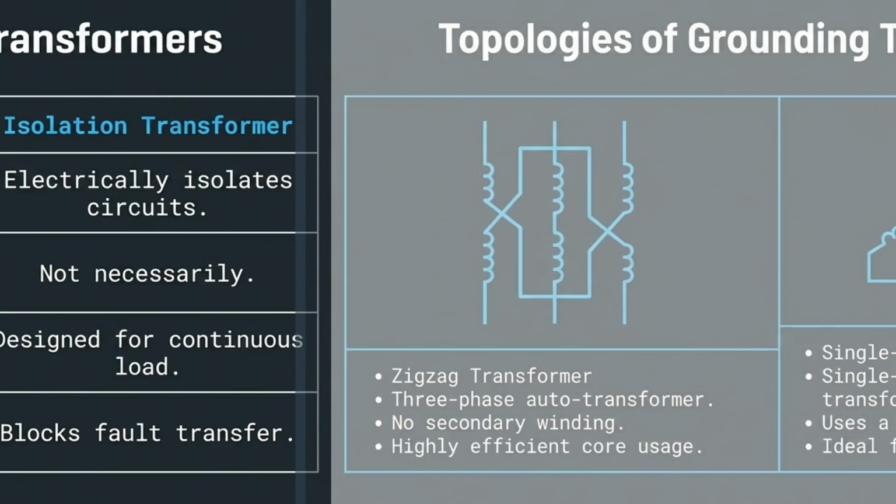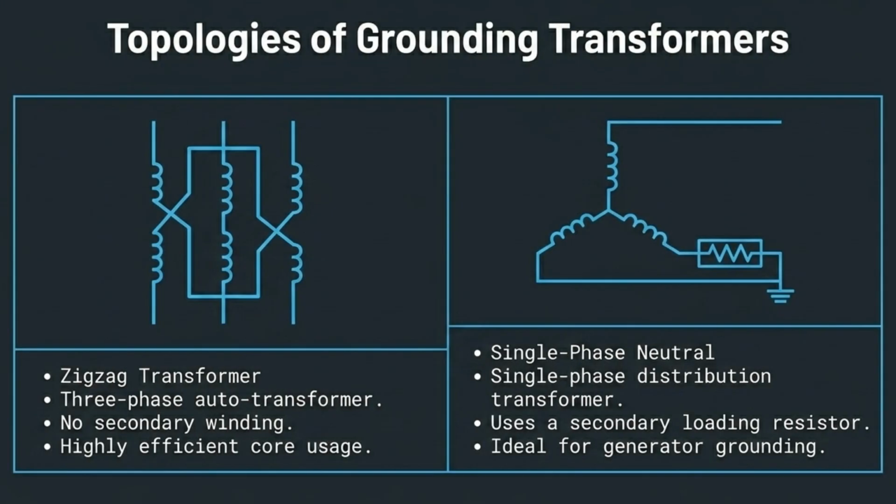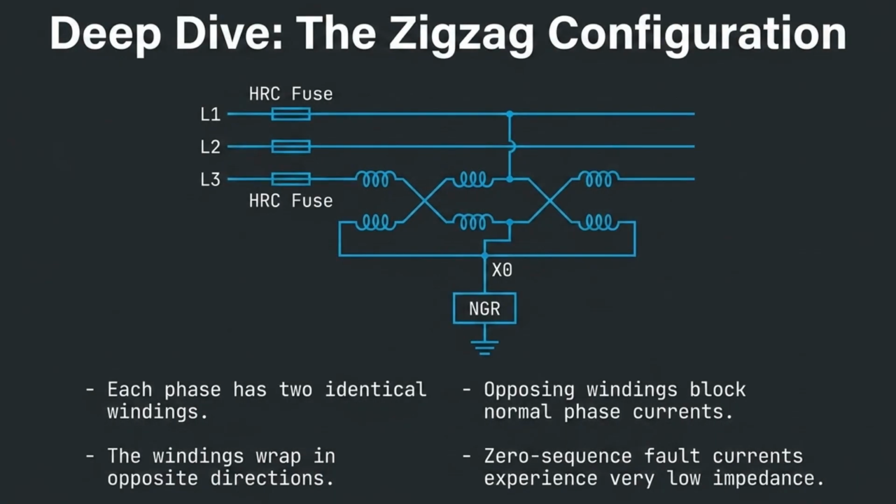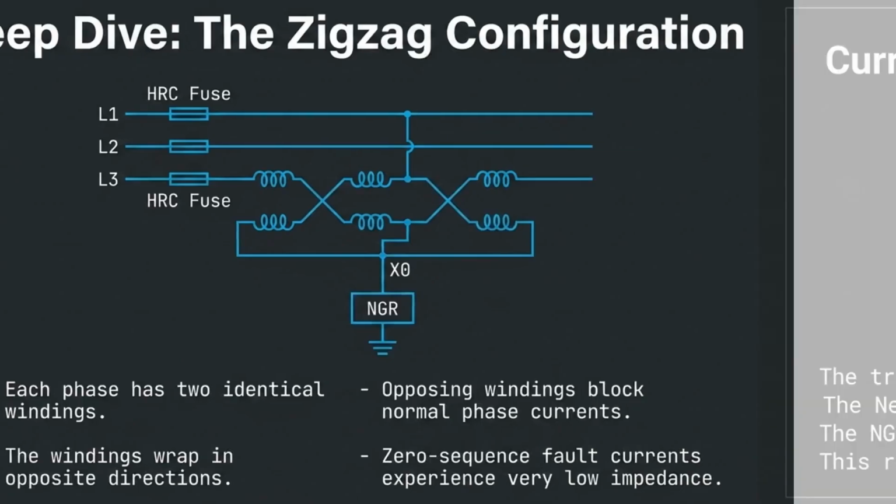for different purposes. Common topologies include the zig-zag transformer, known for its efficient core usage without a secondary winding, and configurations using single-phase distribution transformers with a loading resistor, often ideal for generator grounding. In a zig-zag configuration, each phase features two identical windings wrapped in opposite directions. This arrangement blocks normal phase currents but offers very low impedance to zero-sequence fault currents.